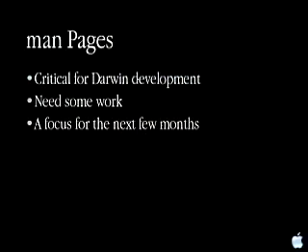Finally, we have our last section of documentation that the Darwin Documentation Project covers. That's man pages. If you've done any development whatsoever on a Unix system, you know man pages are critical for Darwin development. If you've done any development on our system, you know man pages are maybe not in the state that we would like them to be in right now. So this is a major focus for the next couple of months for us.